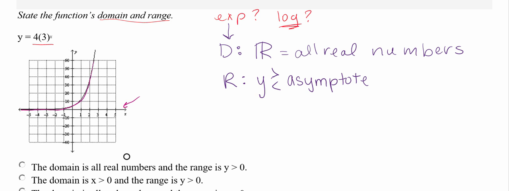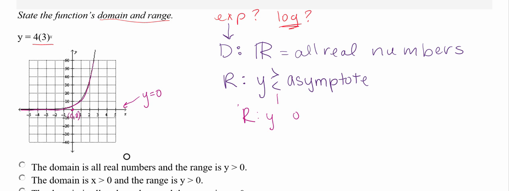This right here is when y equals 0, right? The coordinates right there are 0, 0. So this line is just y equals 0. So my range for this function is going to have y and 0.